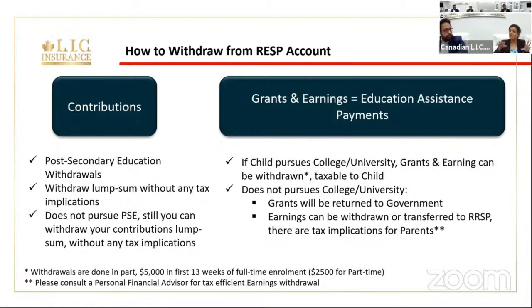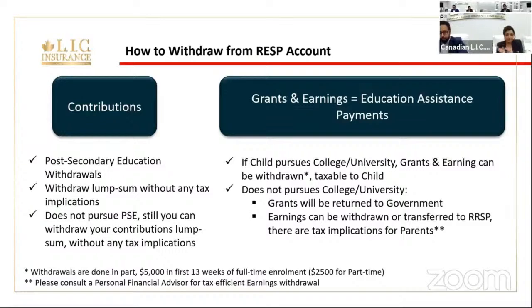If your child doesn't go to school at all, the grants and the earnings on the grants will go back to the government. The principal is your money, so you can take it out at one time. The full contribution you can take out, but on the interest on your contribution, you will be paying taxes if you take it out.